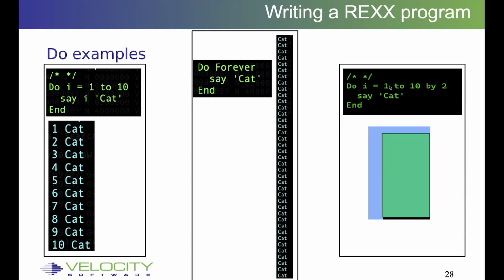On the right-hand side, this is sort of an impromptu quiz. We're going to do I 1 to 10 by 2 and then say cat. Now, in the first example, if you don't have by on the do command, it's going to assume 1, which means it will iterate 10 times through the loop, counting from 1 to 10. In this case, what do we think it's going to do? How many cats are going to be displayed? You can put it in the chat.